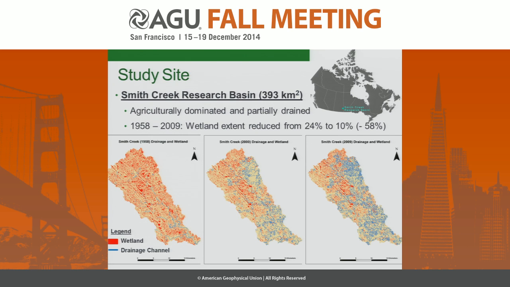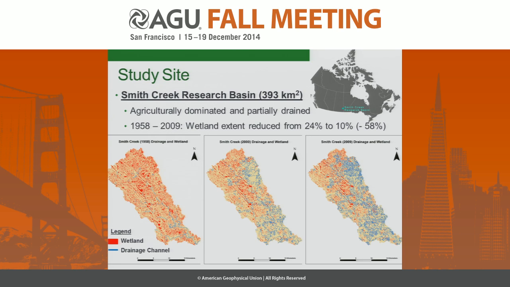So I looked at the Smith Creek Research Basin, which is located in southeastern Saskatchewan, Canada. It's a relatively small basin, under 400 square kilometers. It's very much agriculturally dominated, so farmers in the basin have been draining wetlands for decades now to increase their agricultural production. From 1958 to 2009, wetland extent has been reduced by 58%.